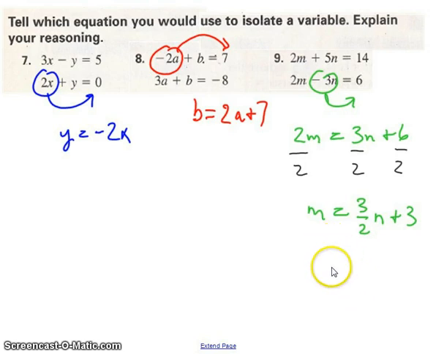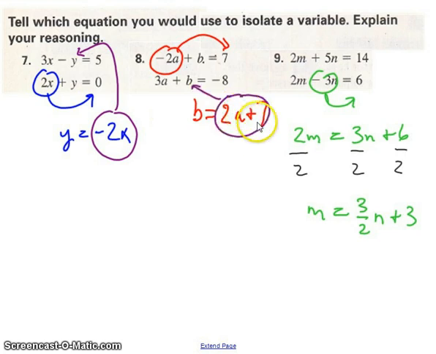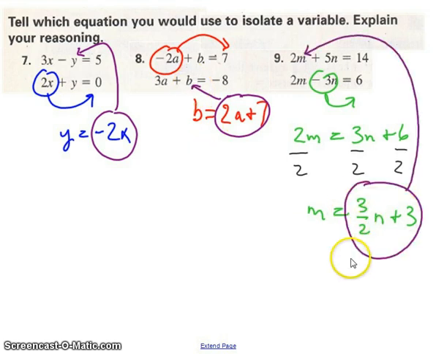Step 2 is to plug it back into the other equation. So for this one, for example, I plug the negative 2x in place of the y in the other equation. In this case, I plug 2a plus 7 in place of b in the other equation. And in the last one here, I plug that in place of m. So it's going to be 2 times all this stuff in parentheses plus 5n equals 14. So clearly number 9 is going to be the hardest one to work with.